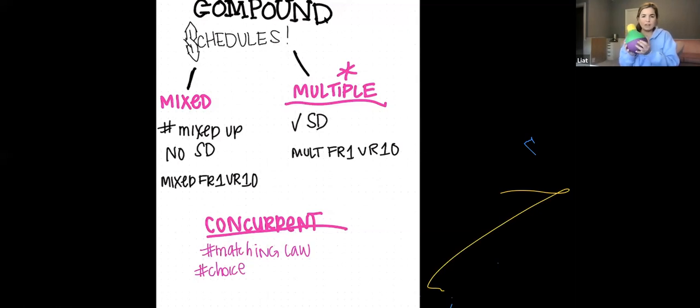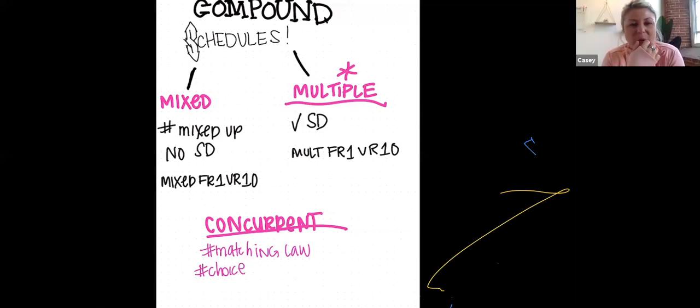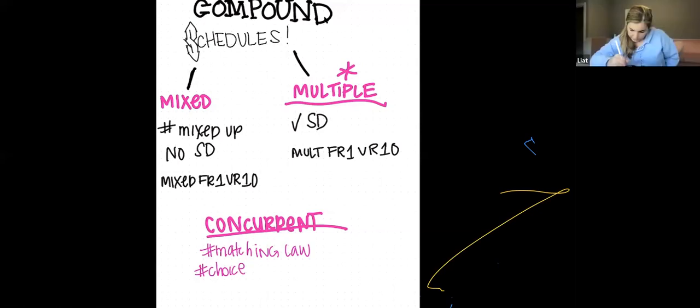Now, is there anything, Casey or Danielle, that you feel like I could add to either of these? I guess I could write simultaneously and successively. Yeah. Yes, I would add that. So concurrent means the two schedules are going on simultaneously. They're going on at the same time. You have to make that choice.